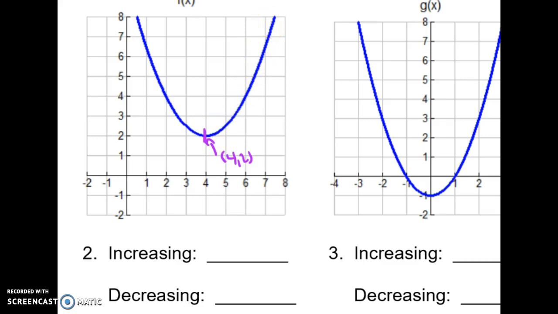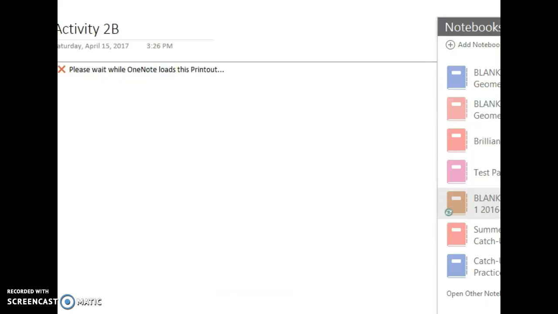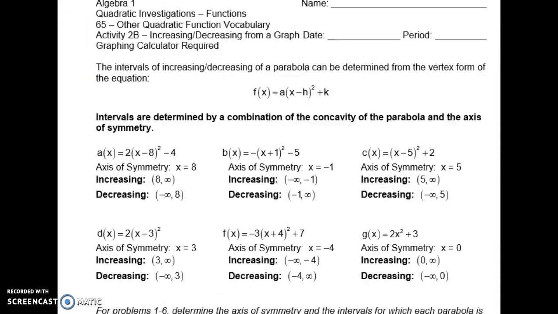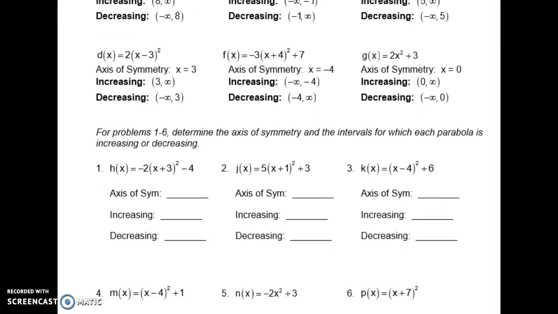So for the interval, again, I'm decreasing from negative infinity until I hit my vertex, which is at x equals 4. And then after 4, the graph increases, so my interval is from 4 to infinity. Now that's how we're going to tell from a graph. Equations are a little bit trickier, but what we can do is draw a little rough sketch of what the graph's supposed to look like.